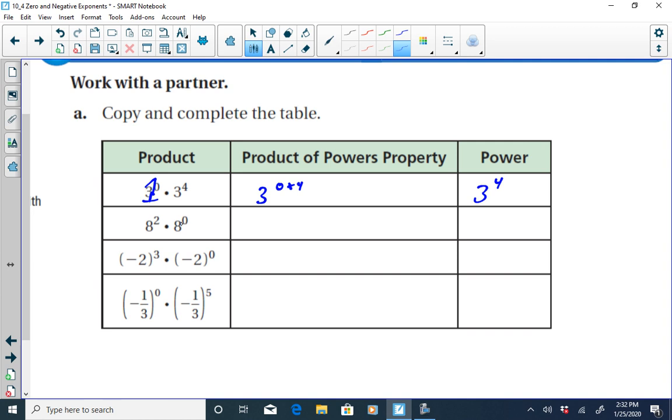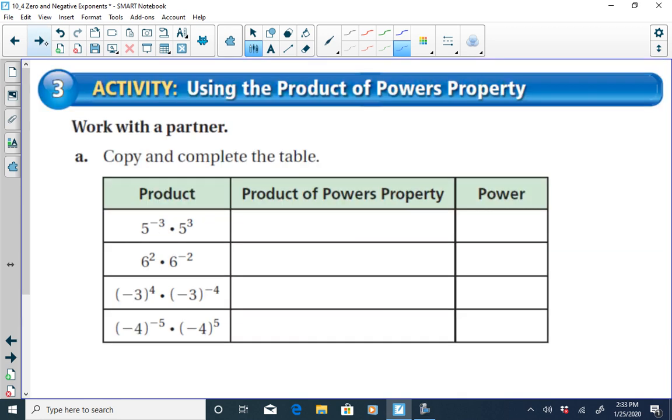8 to the second power times 8 to the 0 power, that's the same as 8 to the second plus 0 power. We know 8 to the 0 power is 1 because anything to the 0 power is 1. So 8 to the second times 8 to the 0 is going to be 8 to the second power. All right, let's continue down here.